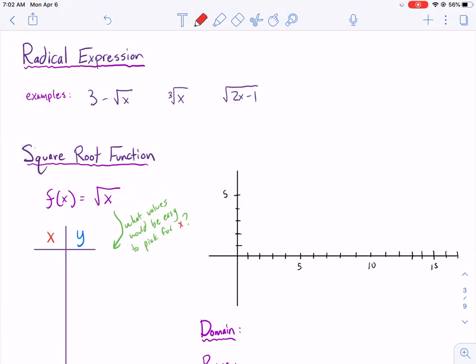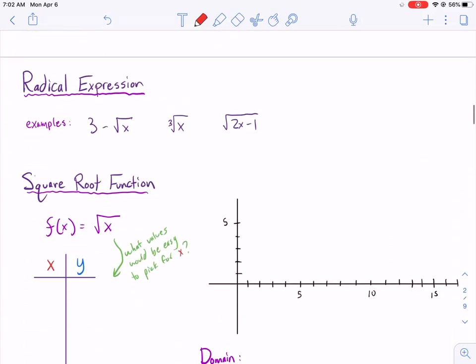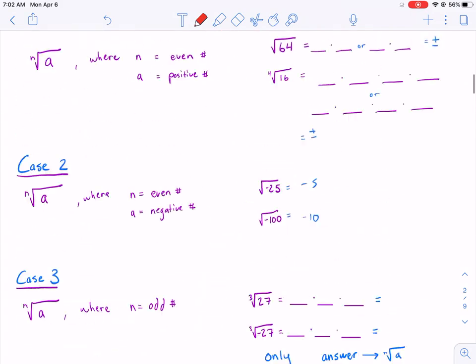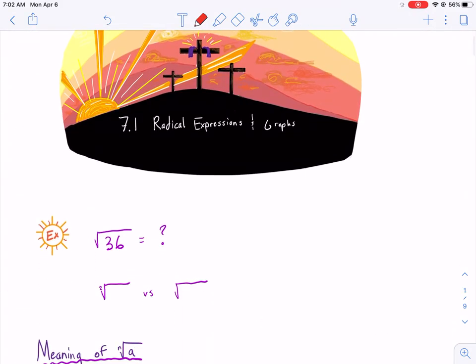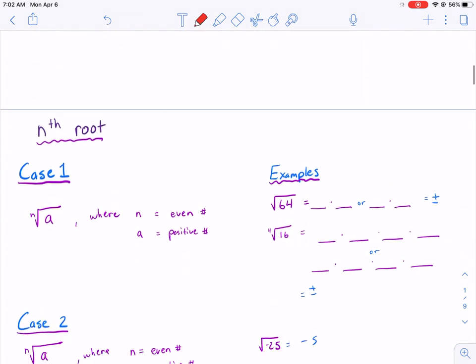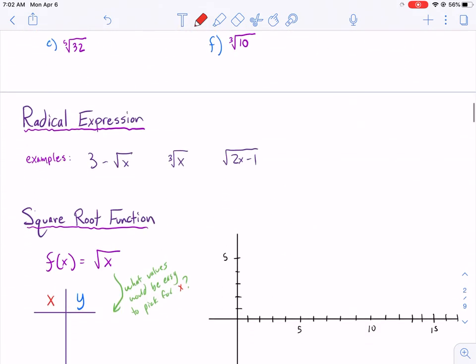Welcome back to the second part of radical expressions. Today we're going to be graphing these expressions. In the first video, we talked about radical expressions and what they are, and now we're going to be talking about their graphs and plotting the x and y coordinates.